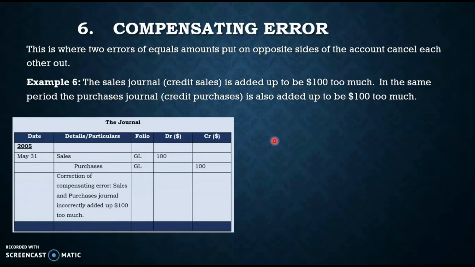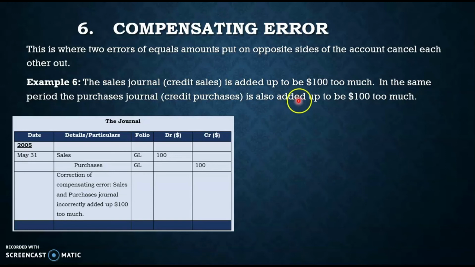How would I correct this error? So sales is over by $100. Sales, as I said, credit sales normally carry a credit balance. So it would have been over on the credit side. So in order to reduce it by the $100, I'm going to debit sales in my general ledger by the $100. Purchases is normally on the debit side. It would have been over by 100, and so I credit purchases with the $100 and state my narrative: correction of compensating error, sales and purchase journal incorrectly added up $100 too much.